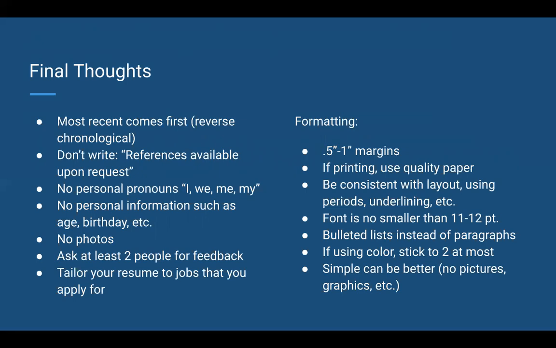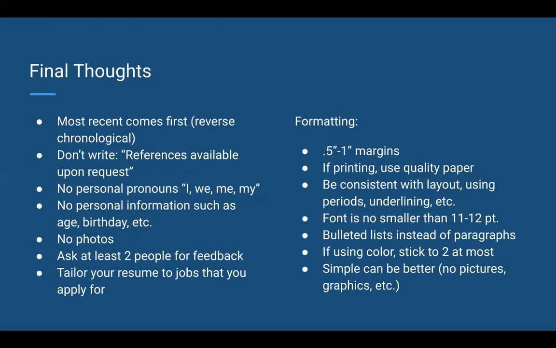So the most recent things should always come first. We call this reverse chronological order. Anytime that you're trying to figure out how to list things, look at the dates. So May 2021 will always come before June 2020. This is just how you want to write that on the resume because employers want to see what you've done most recently. Don't write references available upon request. That was more popular back in maybe the 90s and early 2000s, but now we don't really do that anymore.